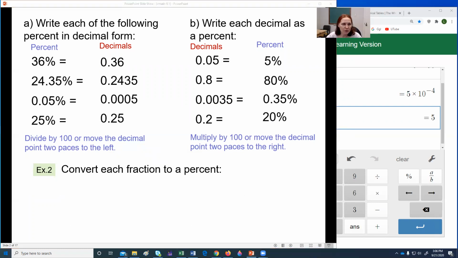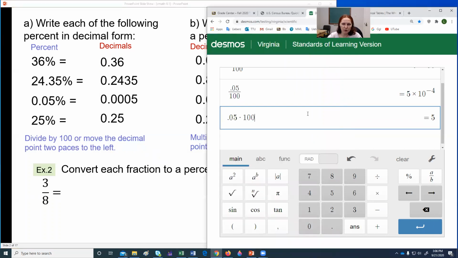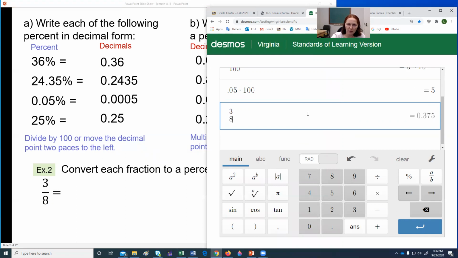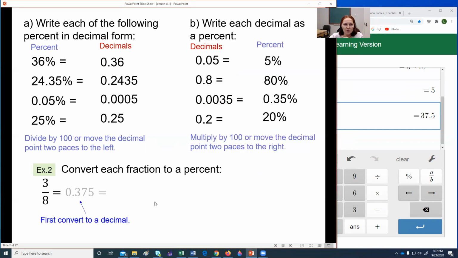So first we must represent the fraction as a decimal. For example, 3 divided by 8. It is 0.375. Then, in this decimal form, to get a percentage, we must move the point 2 units to the right, which corresponds to multiplying by 100. 37.5%.